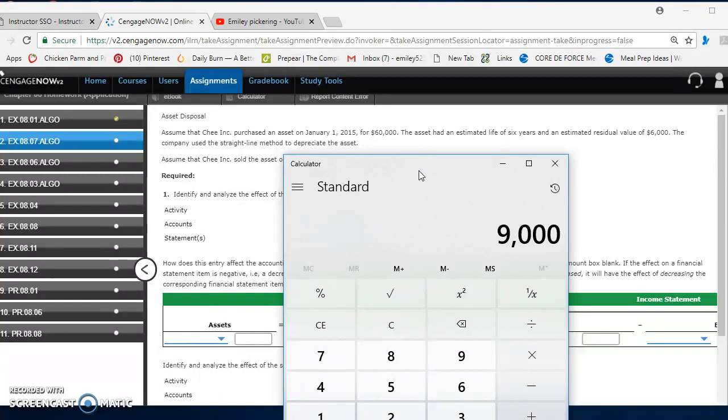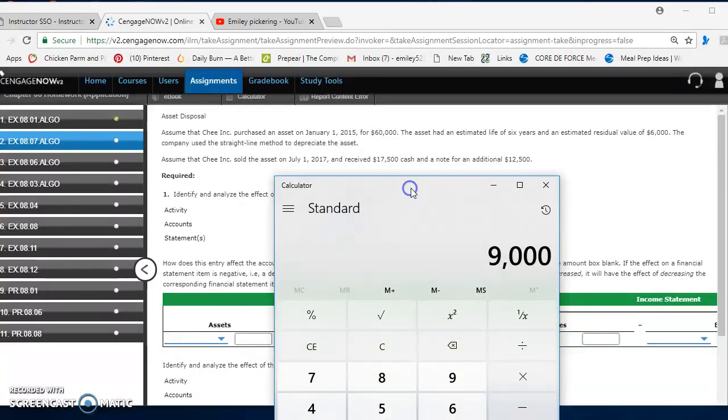So in 2015, we would subtract $9,000. In 2016, we would subtract $9,000. And then 2017, we would subtract half of that. So we would subtract $4,500. So I'm going to do $60,000 minus 9 minus 9 minus $4,500. So the price at this point, July 1st of 2017, our book value rather, is $37,500.